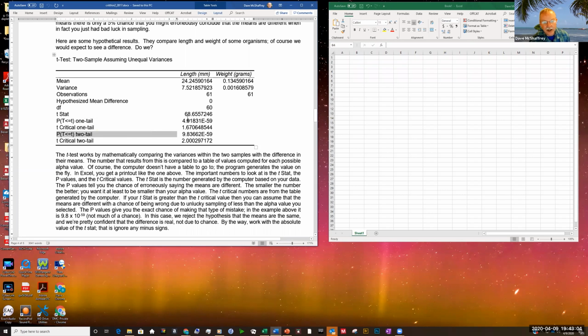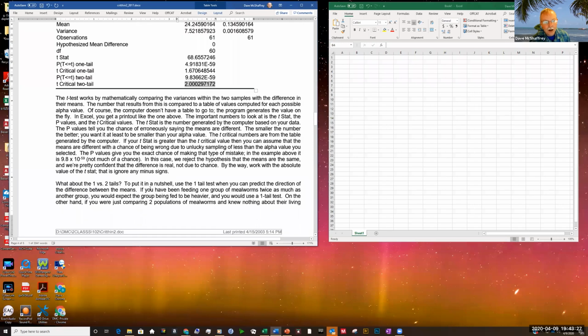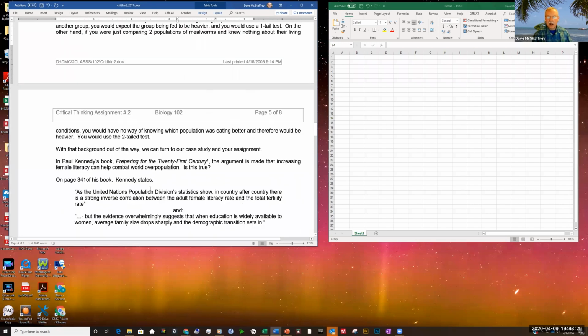So again, the main thing with the t-stat is if the t-stat is bigger than the t-critical, okay, then you reject the hypothesis that the means are the same. And that means that the means probably are different, okay? And this explains how to interpret that. So if you forget later on, you can read back through that. Okay, so that's the background that you need to know to do this.